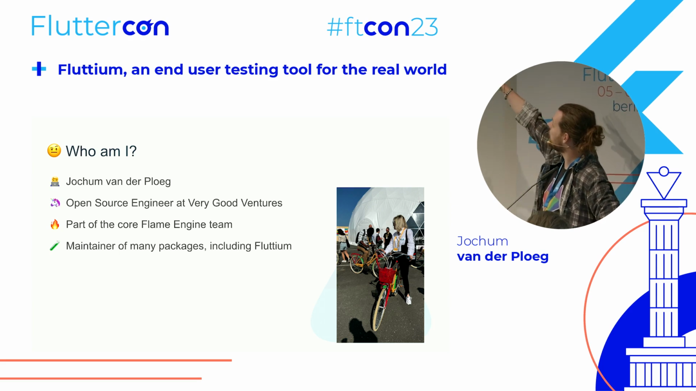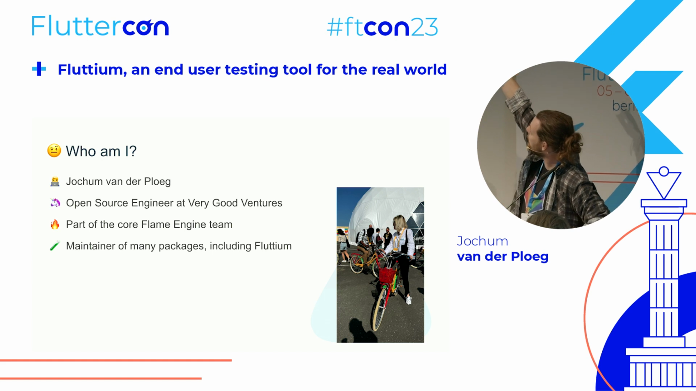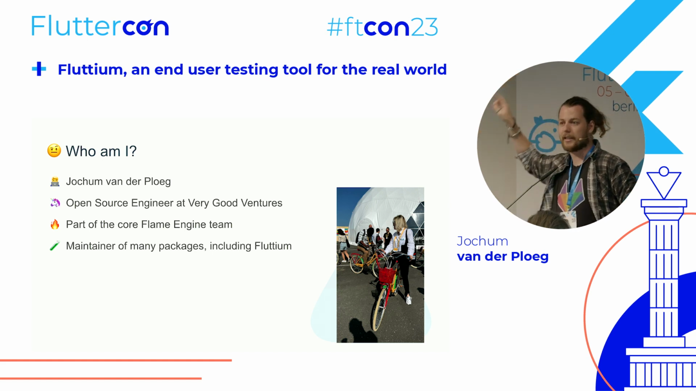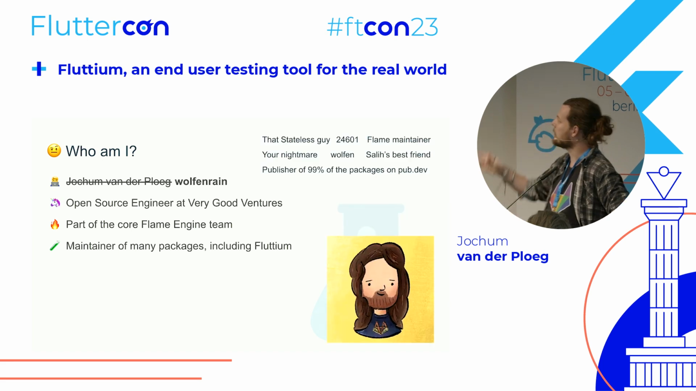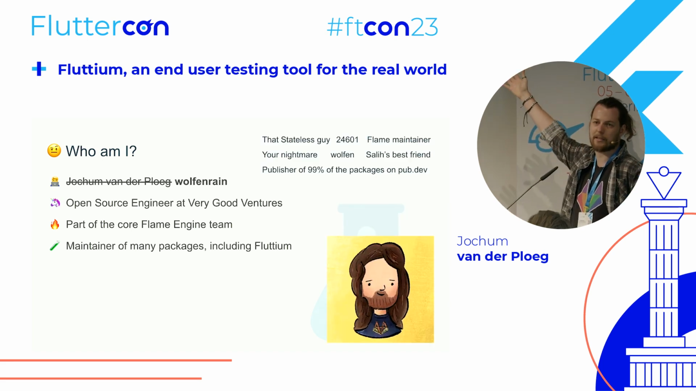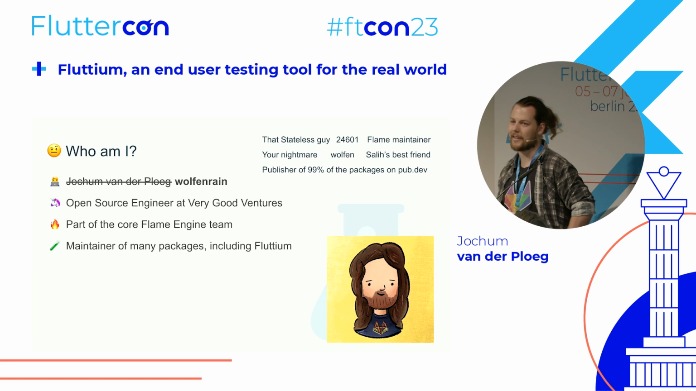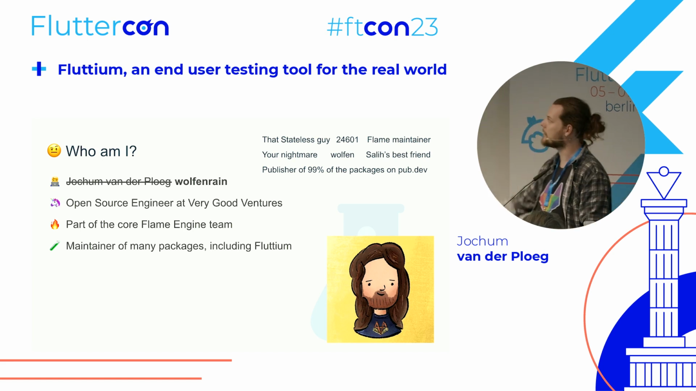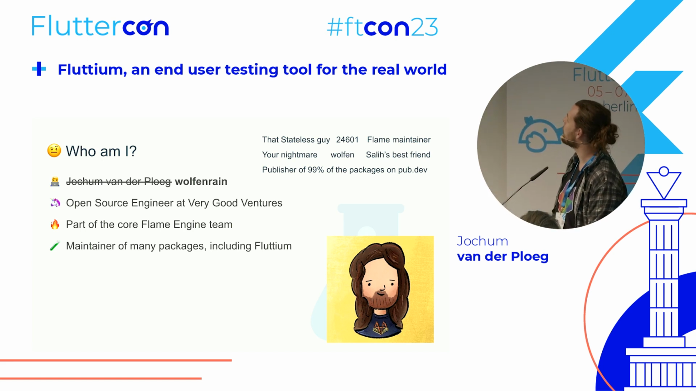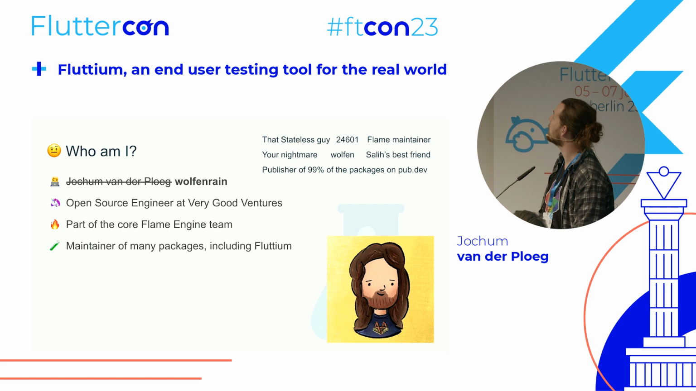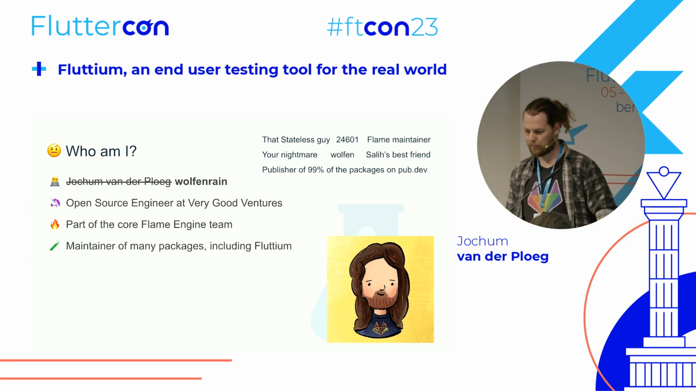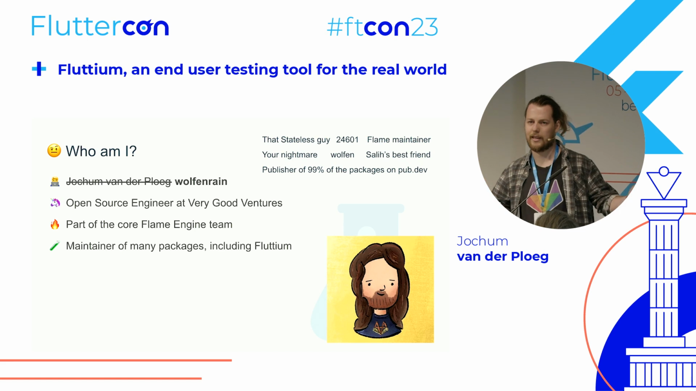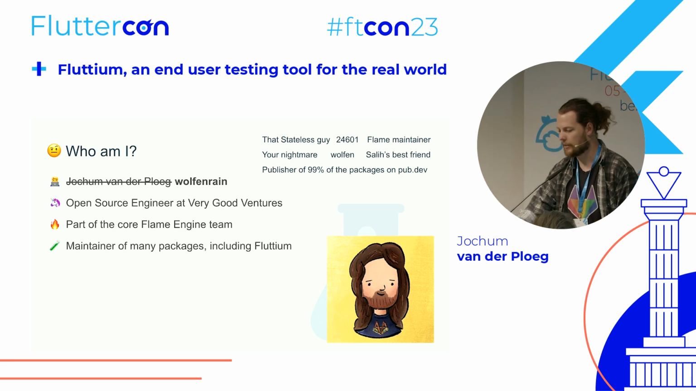By the way, you see this picture, I'm the guy there in the background, all the way there in the black t-shirt. I did this picture on purpose because most people don't recognize me, because this is my profile picture on Twitter. My name is Wolfenrain there, so in case you're now like, oh wait, it's that guy? Yeah, it's that guy. I'm your worst nightmare, but I'm Salih's best friend, and I'm the publisher of like 99% of the packages, so hey, that's me. But you guys didn't come here for me, I hope.